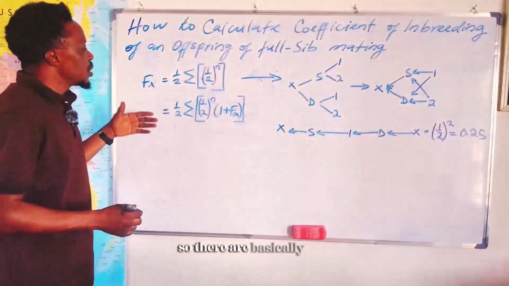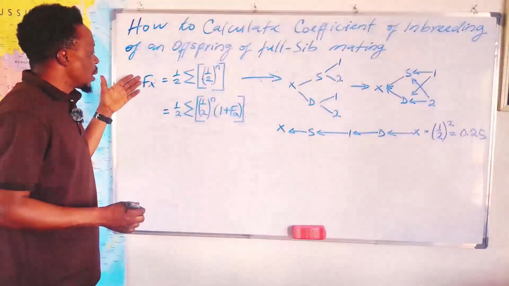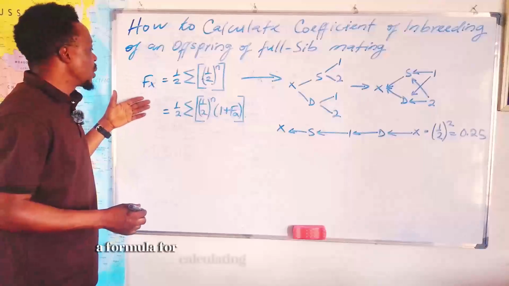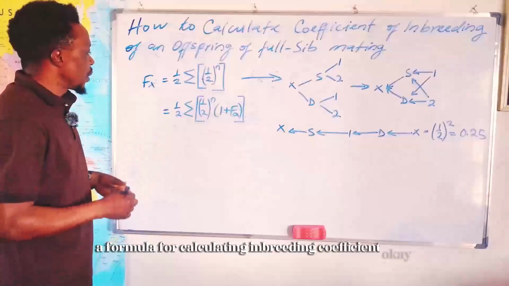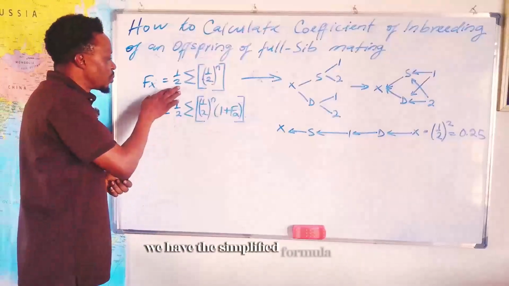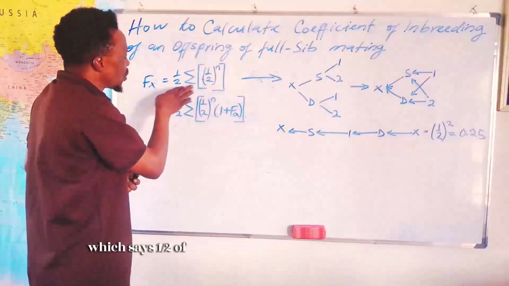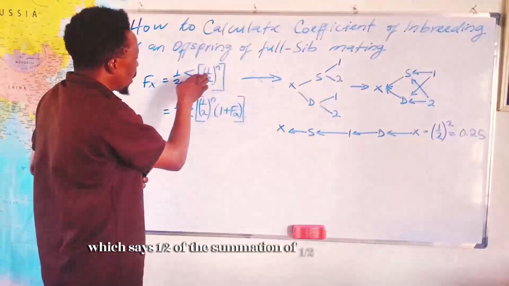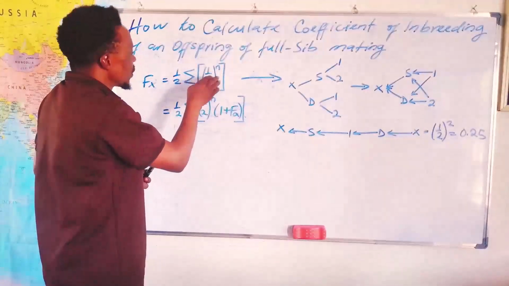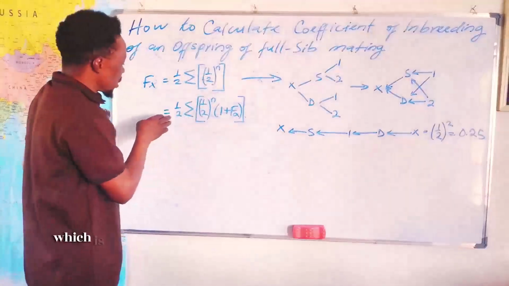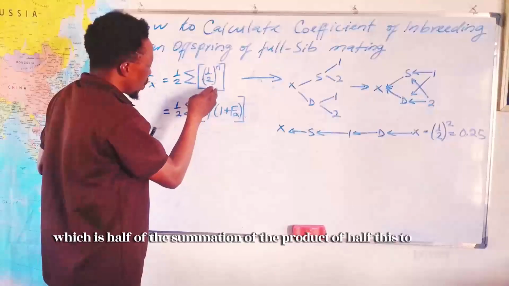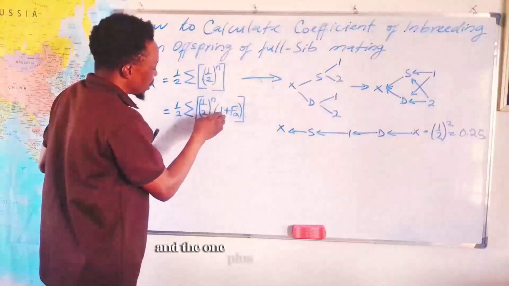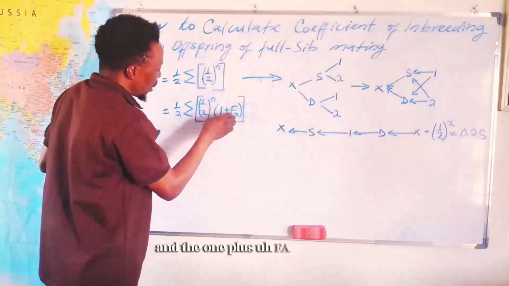So there are basically two formulae for calculating the inbreeding coefficient. We have the simplified formula here, which says half of the summation of half raised to power n, and the second one, which says half of the summation of the product of half raised to power n and 1 plus FA, or F alpha.